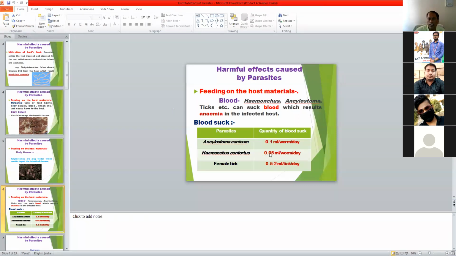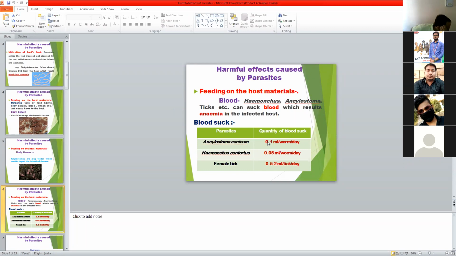So loss of blood has been calculated and estimated: each Haemonchus contortus sucks 0.05 ml blood per worm per day. So loss of blood depends upon the number of worms present inside the body of the host. Then another blood sucking parasite is Ancylostoma caninum. This is also a nematode, एक राउंड वर्म है जो sheep, goat, cattle में different species मिलता है. Ancylostoma caninum is found in the small intestine of the dog. It has been calculated that each Ancylostoma caninum worm sucks 0.1 ml blood per day from the infected host.